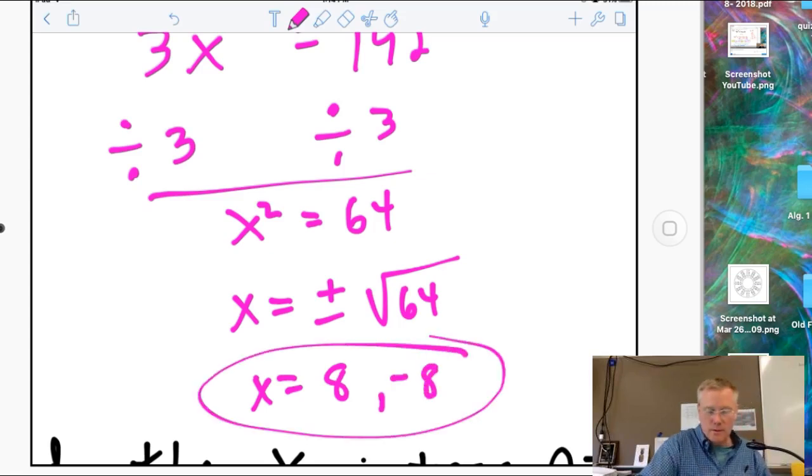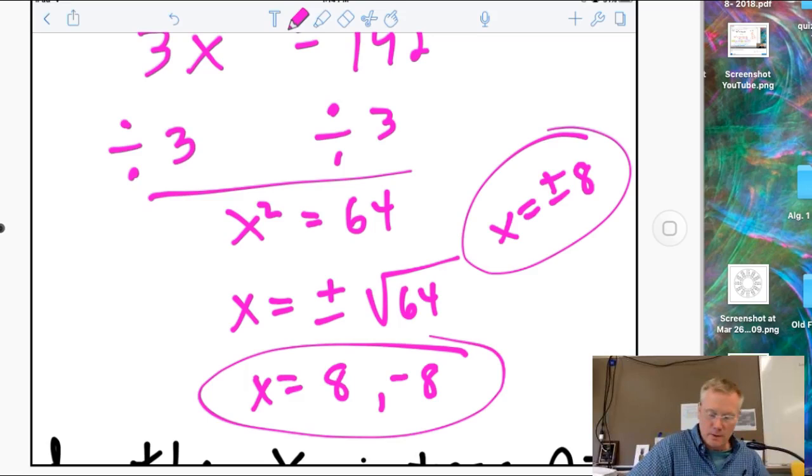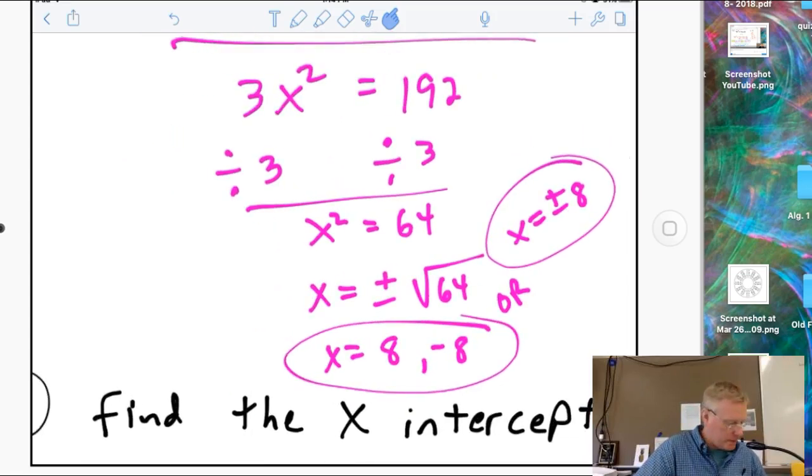Two answers. Okay? You could see this written as that also. That also means the same thing. Okay? Plus or minus 8 is the same as 8 or negative 8. Anyway. All right. That was that answer.